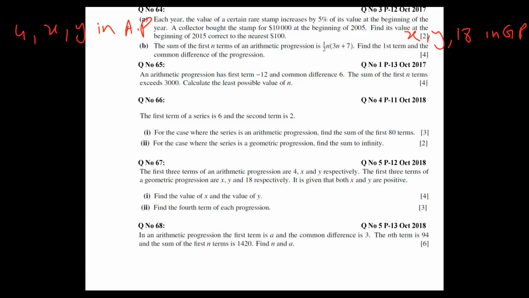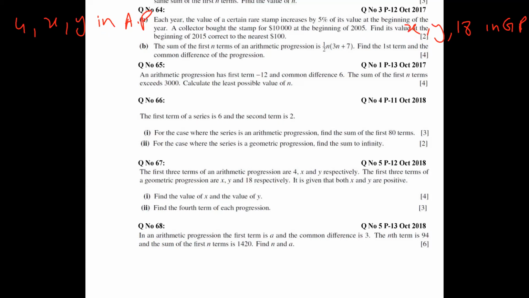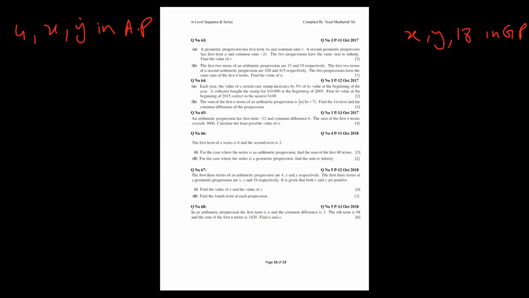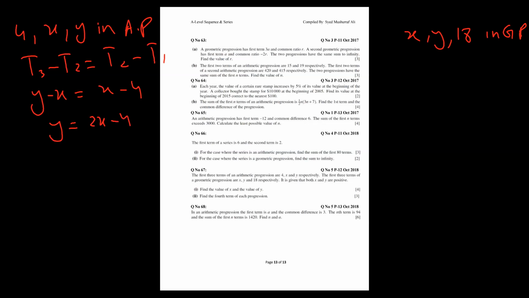So let's start. First of all, this is the AP situation, so according to the criterion, sorry, not dividing but subtracting: the third term minus the second term is the same answer as the second term minus the first term. According to the condition, y minus x equals x minus 4. I can bring x to the other side, it will be added, and y equals x plus x, which is 2x. I got equation number 1.